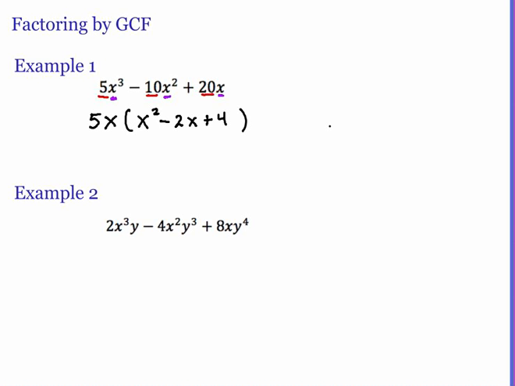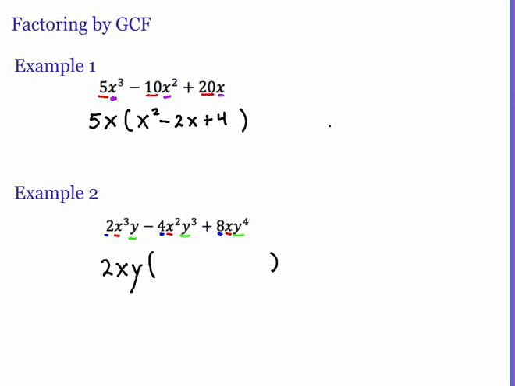Looking at example 2, we use a similar process. Numbers first, then x's, then y's. So looking at the numbers, I have the numbers 2, 4, and 8. Greatest common factor between those would be 2. Then we go to the x's. X to the third, x to the second, and x. Greatest common factor of x. And then the y's, y to the first, y to the third, and y to the fourth. Greatest common factor is y.